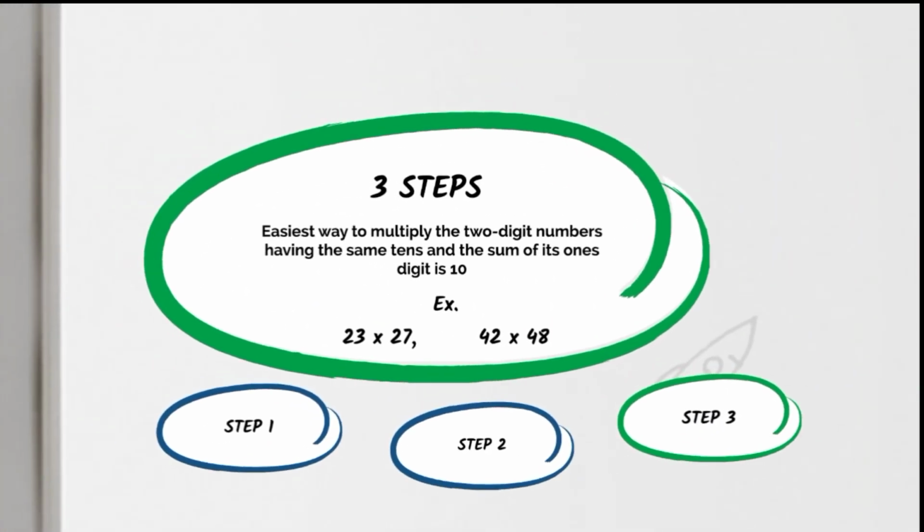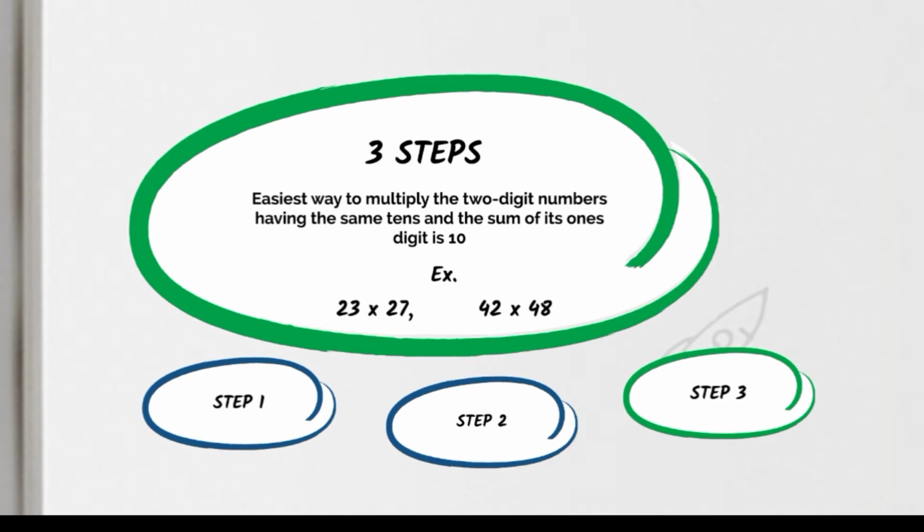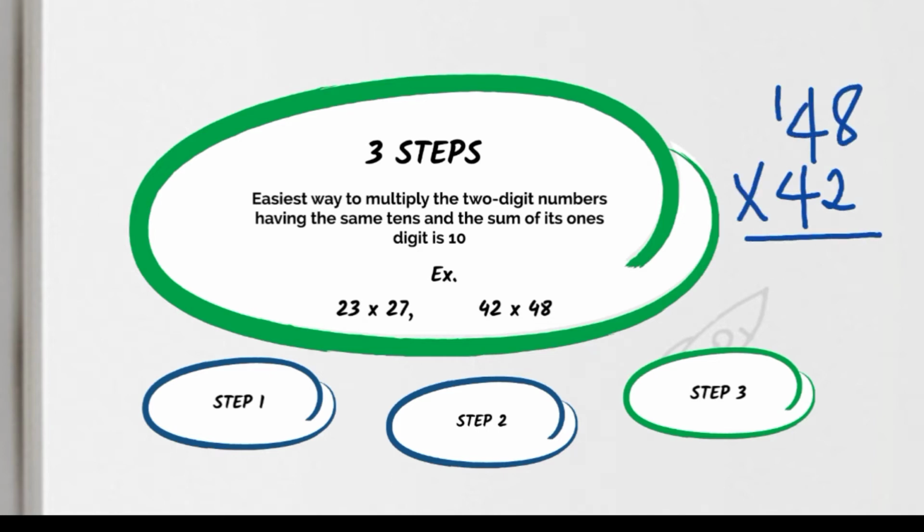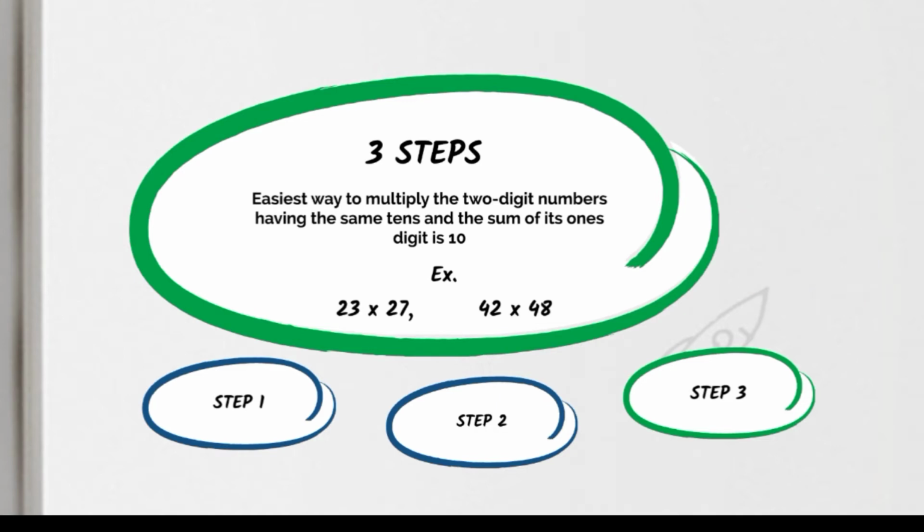Alright. Let's try 42 and 48. So let's multiply 42 times 48. So add 1 before we multiply it by 4. So this will become 5. And 4 times 5 is equal to 20. And 2 times 8 is equal to 16. So 42 times 48 is equal to 2016.